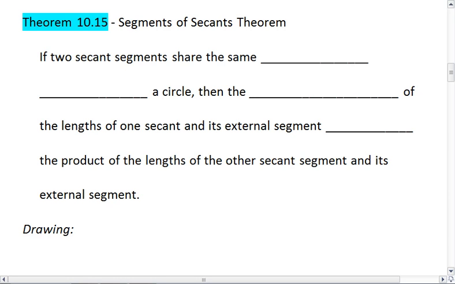Theorem 10.15, segments of secants theorem. This theorem tells us that if two secant segments share the same endpoint outside a circle, then the product of the lengths of one secant and its external segment equals the product of the lengths of the other secant segment and its external segment.